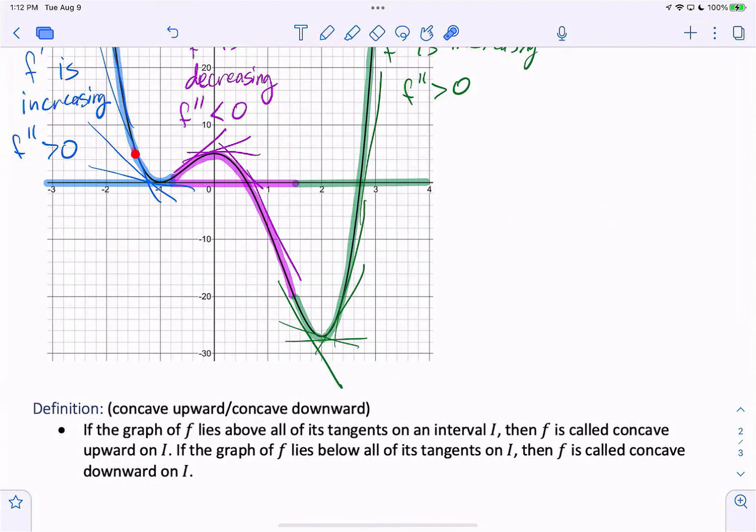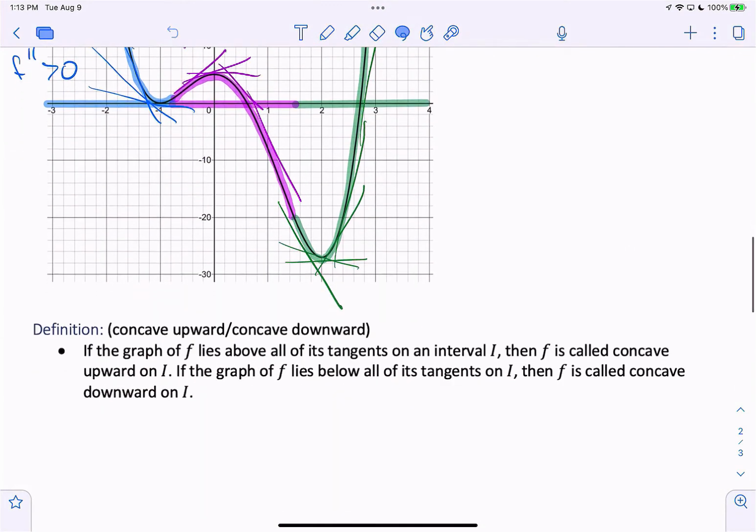You can see that's where it bends up, and it would basically hold liquid if it were a physical object. If the graph of f lies below all of its tangents, so here's the graph, the tangents are above it, then f is called concave downward.